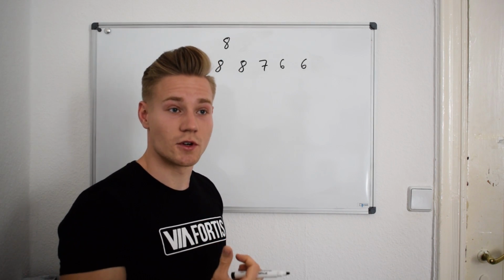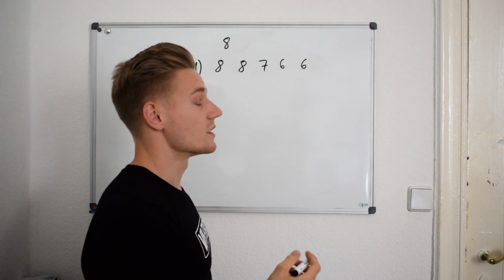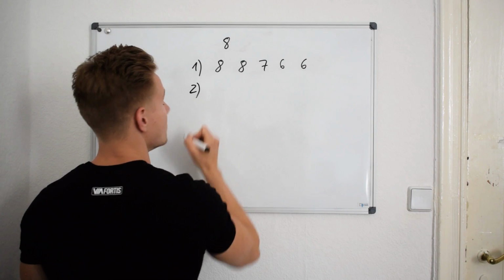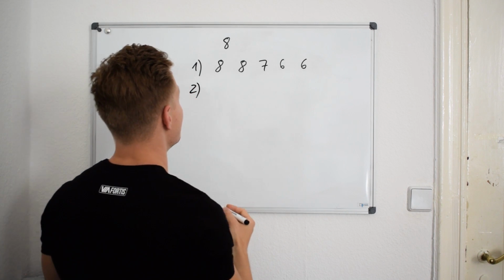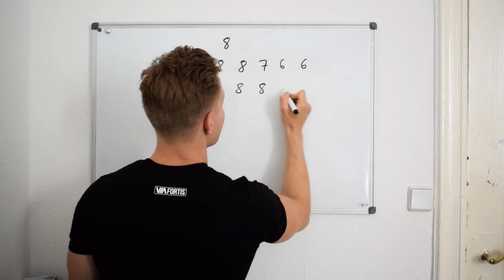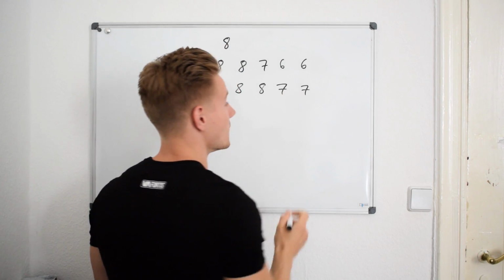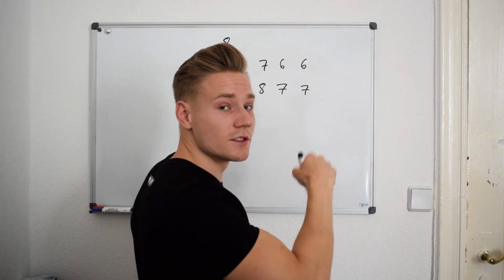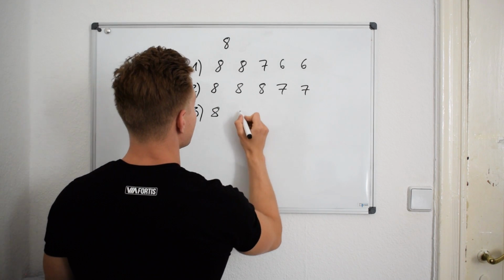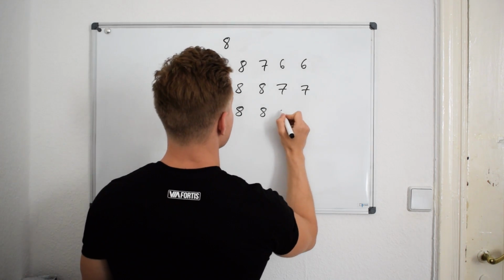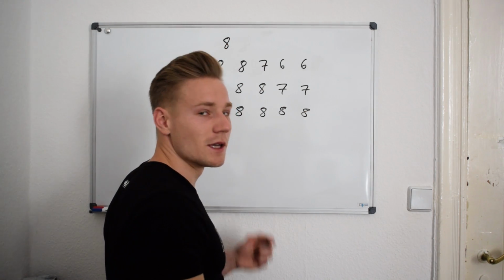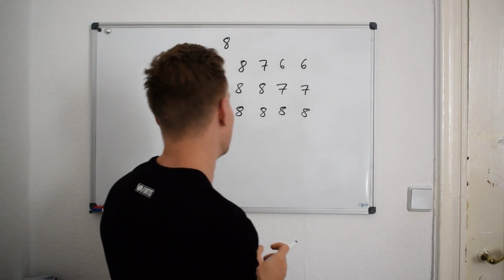So how do you progress and how do you overload? It's pretty simple. Next time you do this, this is your second training where you do pull-ups, so you probably do 8 reps, 8, 8, 7, 7. Now I guess you see how this is going. Third training session is 8, 8, 8, 8, 8. This is a pretty fast example. Maybe it takes longer, so don't worry.